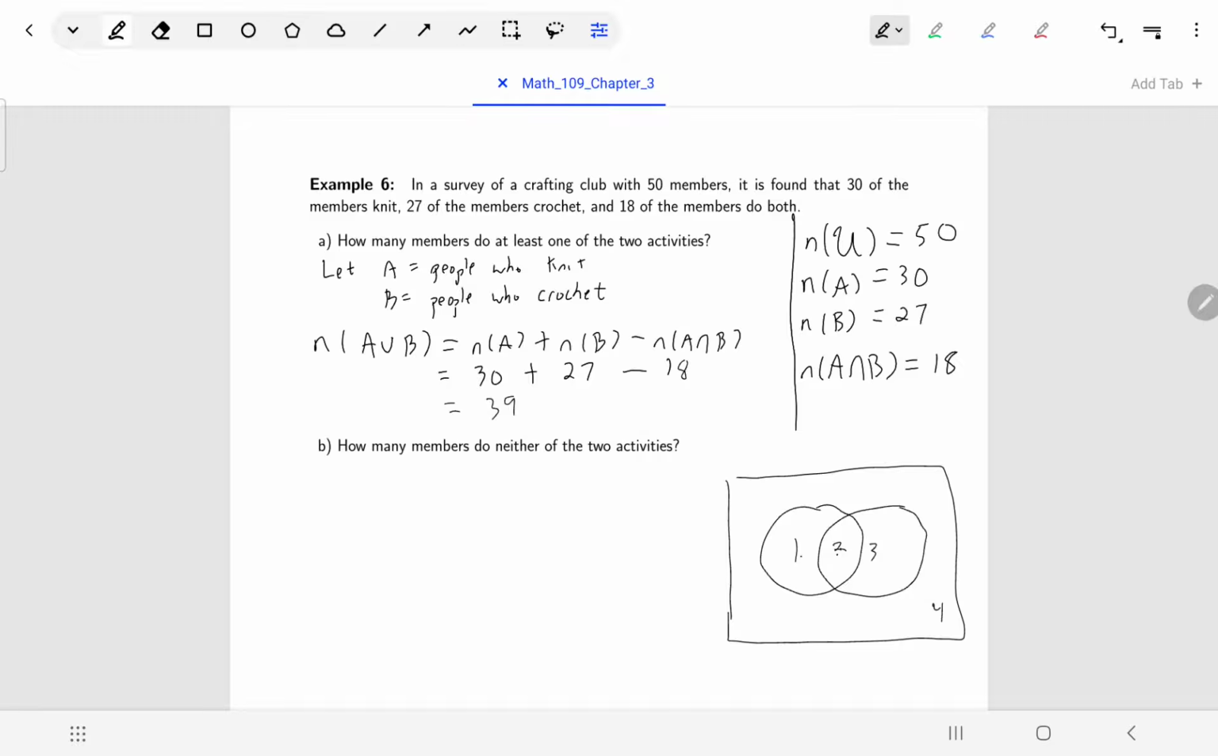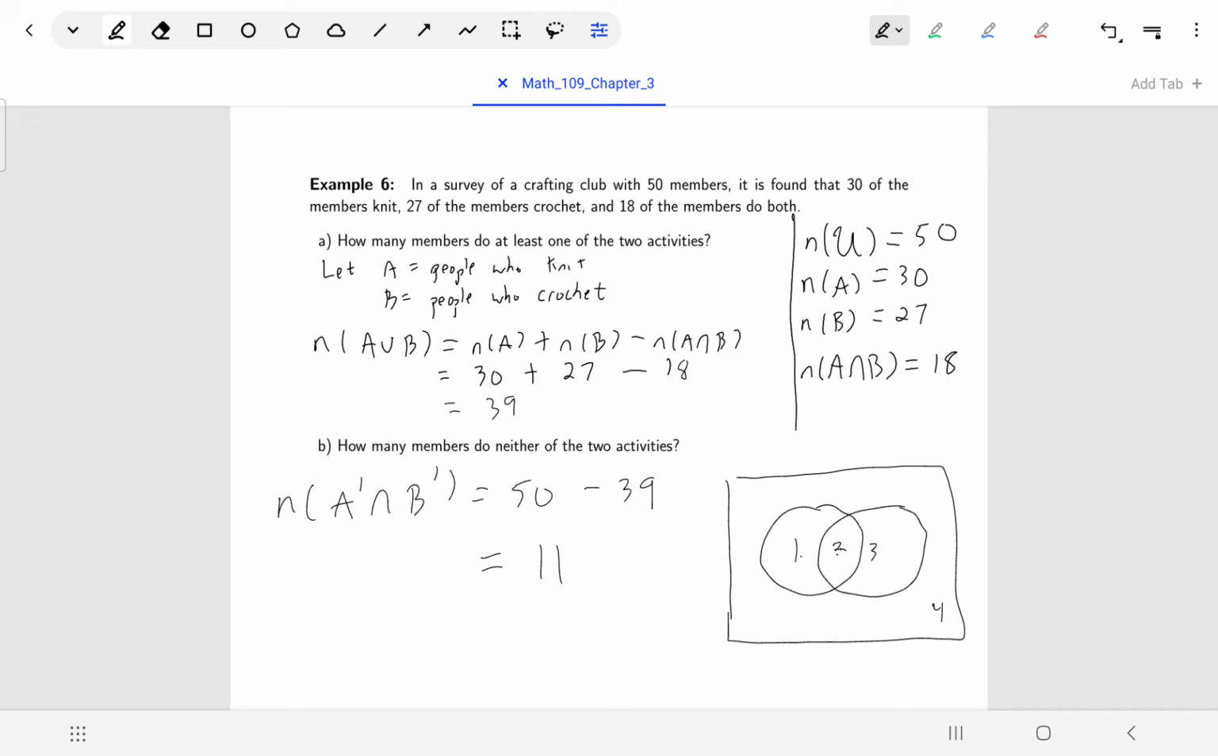So if I'm looking for the number of people who do not knit and also do not crochet, I could say, well, that's just the 50 people that we have in the knitting club, and I'll take away the 39 people who knit or crochet or do both, and then I'll be left with the people who don't knit and also don't crochet.